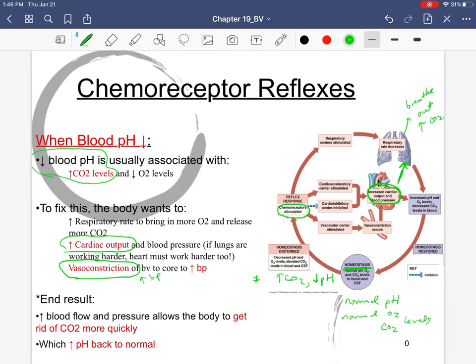The only way to get rid of more CO2 is to send more blood to the lungs. In order to send more blood to the lungs, I've got to increase how much blood I pump out, and I've got to increase the pressure with which the blood moves through those vessels. It's almost the same reaction you have when you exercise. Just imagine, when you exercise, your heart pumps out more blood, the pressure of that blood moving through the vessels goes up, and you increase respiratory rate. Anytime you have more blood going to the lungs, the lungs are going to follow suit. So by increasing the blood flow to the lungs, that means I can breathe out more CO2. When I therefore lower my CO2 levels, that brings my pH back to normal.